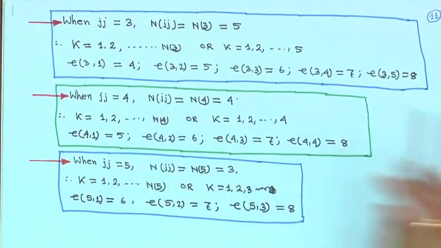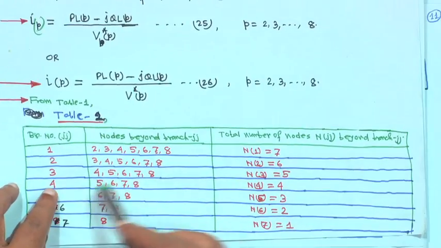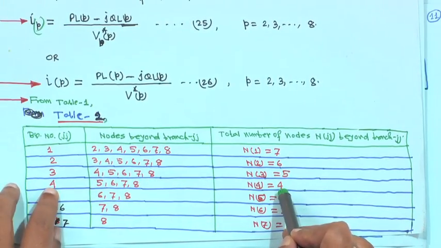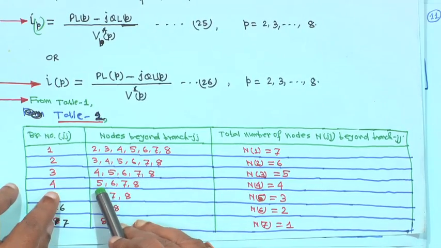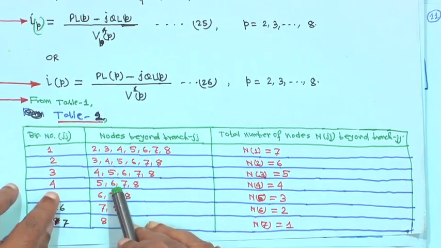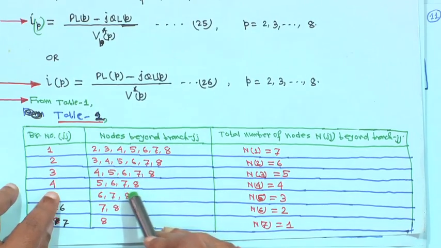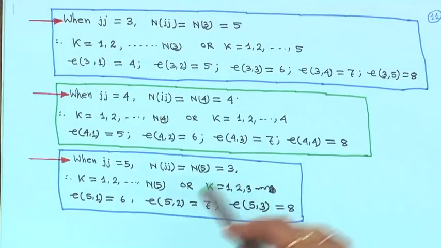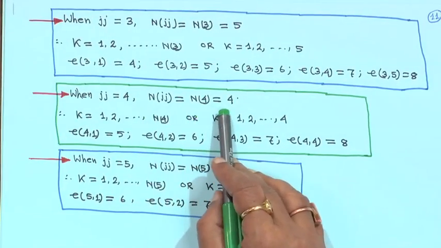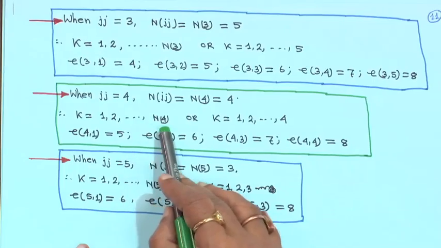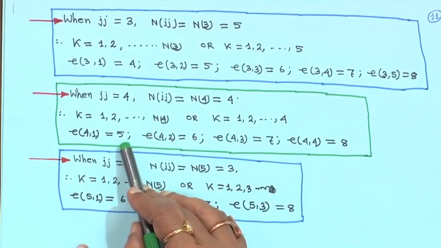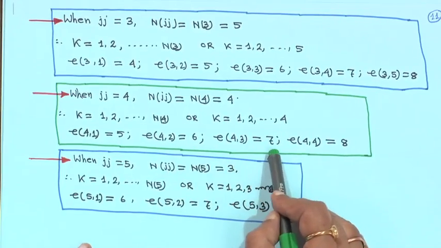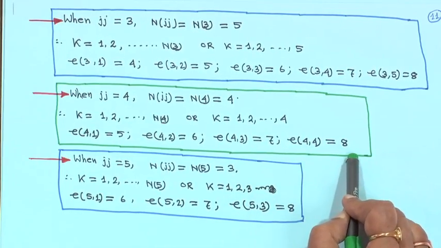Similarly, when jj is equal to 4, when branch 4, n4 is equal to 4, and the nodes are 5, 6, 7, 8. Therefore, E41 will be 5, E42 will be 6, E43 will be 7, and E44 will be 8, right. So k is equal to 1, 2, up to n4, or k is equal to 1 to 4. That means E41 is equal to 5, E42 is equal to 6, E43 is equal to 7, E44 is equal to 8, right.